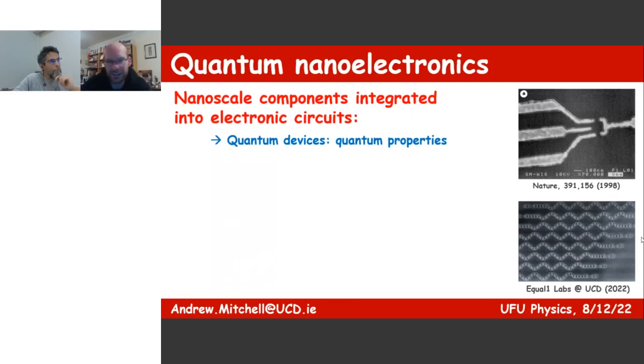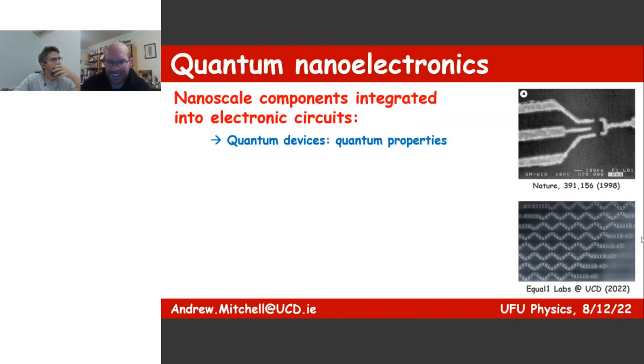In the top right here is shown a micrograph image of one of these quantum dot devices built in a semiconductor. So this is something that's lithographically defined in a semiconductor heterostructure. So you have to sort of etch these things on almost by hand, these electrodes that I show there.